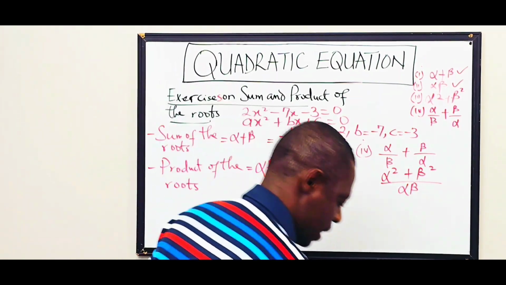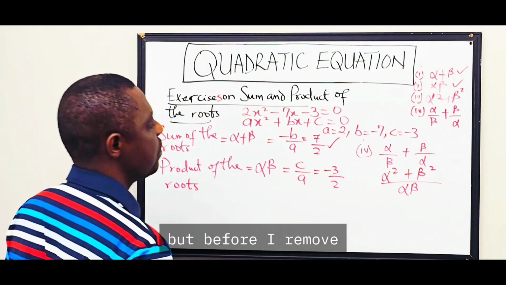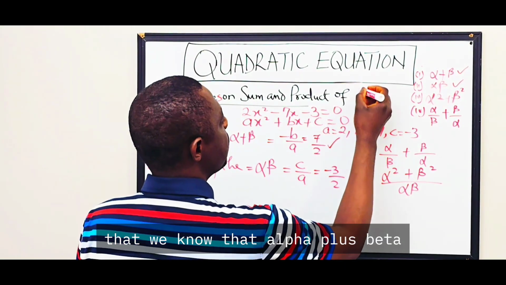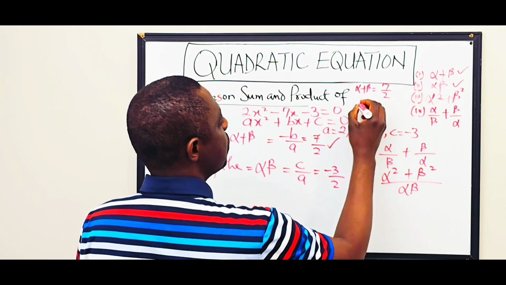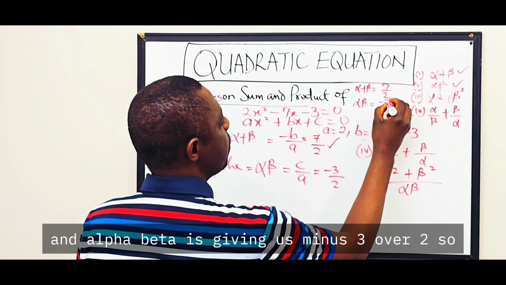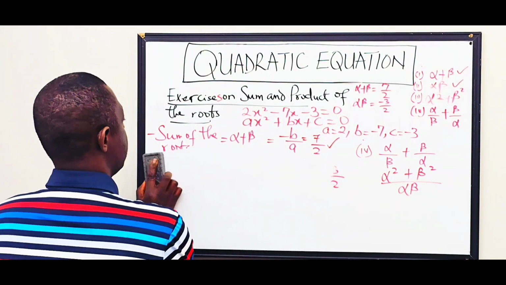So I'm going to remove this, but before I remove that, we know that alpha plus beta is giving us 7 over 2 and alpha beta is giving us minus 3 over 2. So I'm going to remove this real quick.